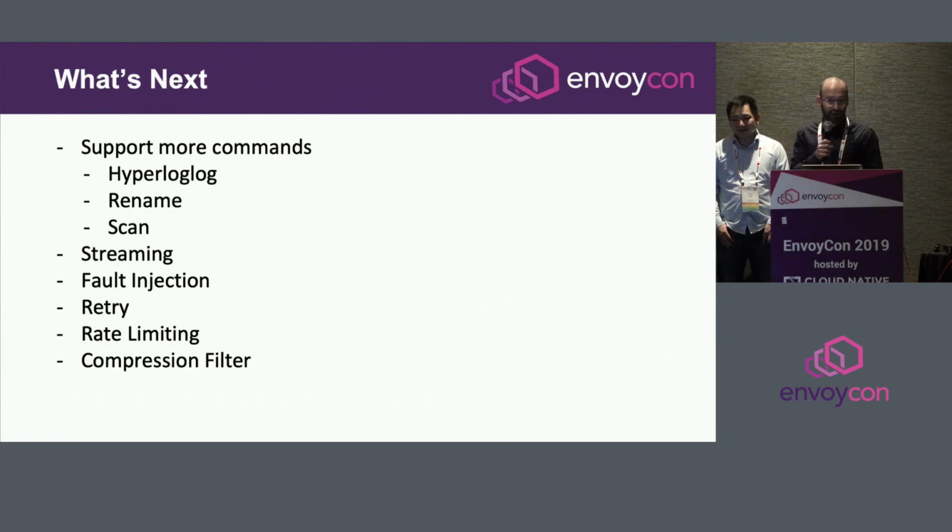So finally, what's next? We'd like to support some more commands. We'd like to support new data structures like streaming. We want to implement fault injection next year. The HTTP side of Envoy has this, but Redis does not. With Chaos Monkey, we can kill a node, but we really want to have more fine-grained control. We also want to add consistent retries across all of our Redis users, just like you have with the stats. And then we'd like to add rate limiting and finally compression when people start storing big blobs.